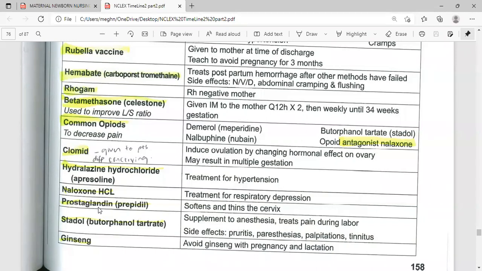Prostaglandins are used to control excessive bleeding after giving birth, or to manage patent ductus arteriosus, a condition in which the ductus arteriosus does not close in an infant after birth. Also, we use prostaglandin to terminate pregnancy.